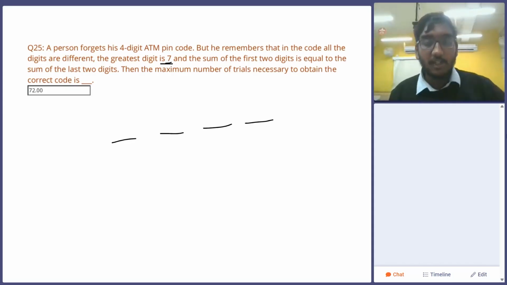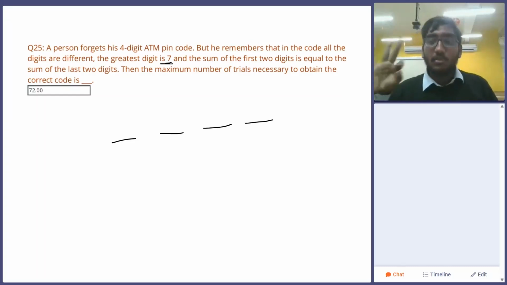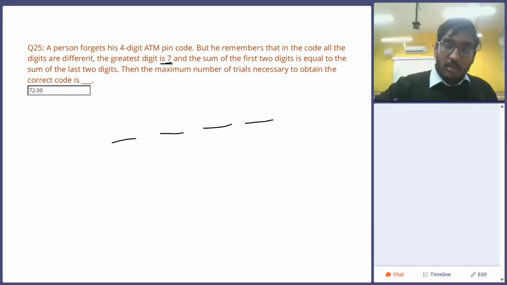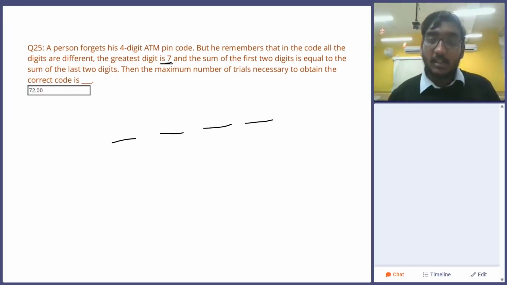One more condition also they have given. Then the maximum number of trials to obtain... Basically, they are asking for all these conditions, how many such 4-digit numbers exist in which the maximum digit is 7, the sum of the first 2 digits is the same as the sum of the next 2 digits, and all the digits are distinct. There is no repetition, okay? So for this, you have to think of all the cases.